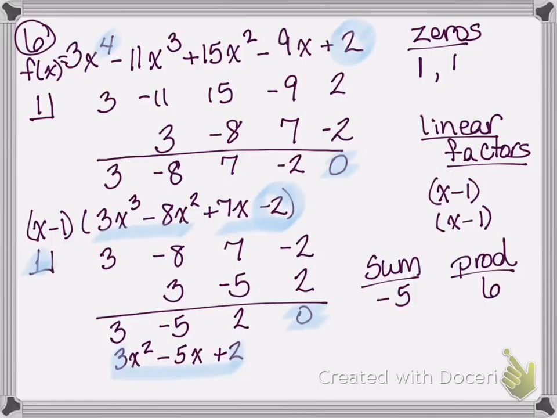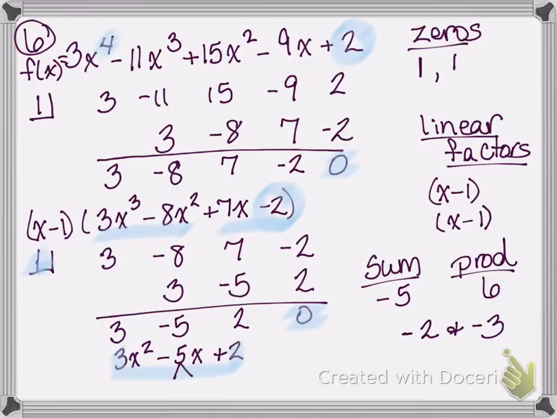Now because this product is positive, that means our numbers are both going to have to be positive or both going to have to be negative. So here I've got negative 5. Because our product's positive, the signs on my 2 numbers have to be the same. Because my sum is negative, both numbers are going to have to be negative. And the numbers I'm looking for are negative 2 and negative 3. Negative 2 plus negative 3 gives me negative 5. Negative 2 times negative 3 gives me positive 6.